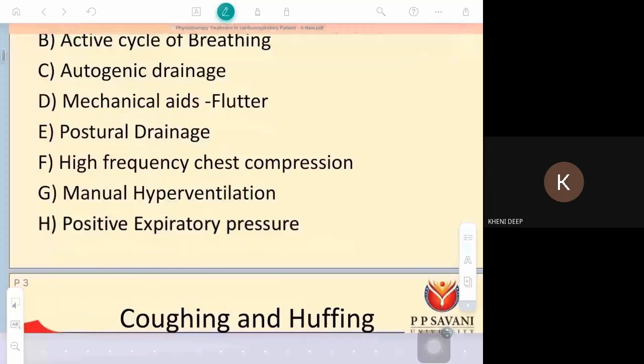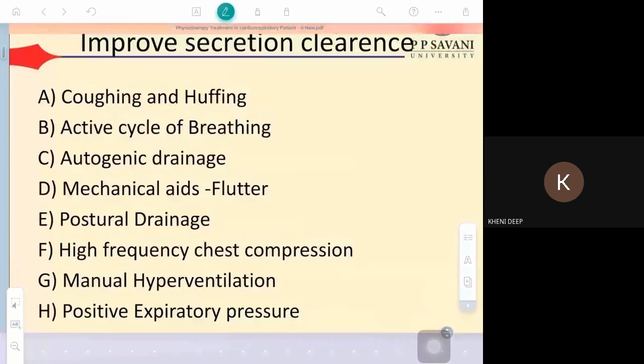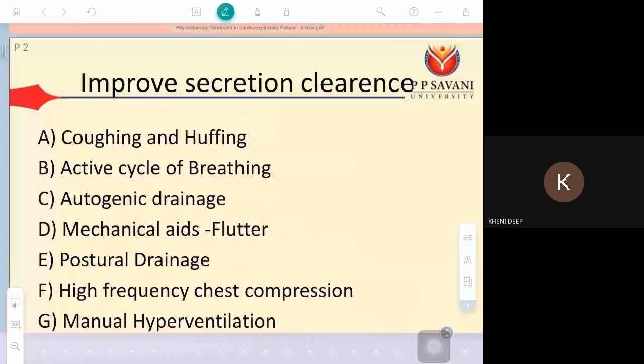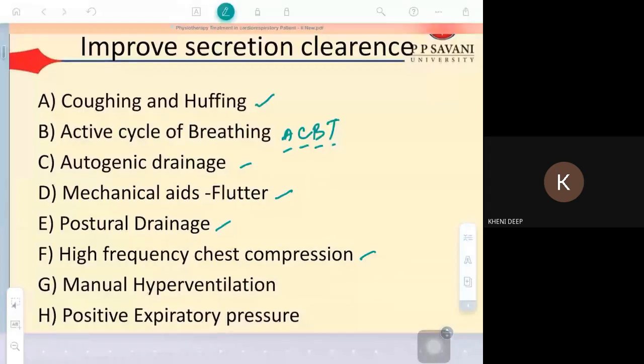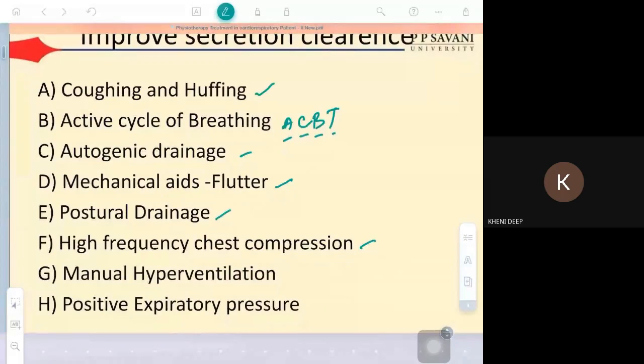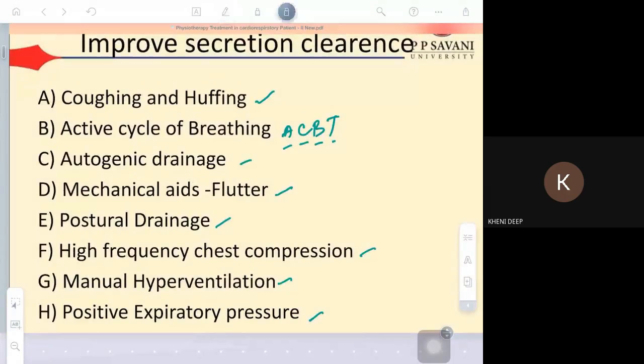So first is coughing and huffing, ACBT (you might have heard of it), the active cycle of breathing technique, autogenic drainage, flutter device, postural drainage technique, high frequency chest compression, manual hyperventilation, positive expiratory pressure. There are so many techniques which will clear the secretions. Today we will discuss only the first point, that is the coughing and huffing technique.